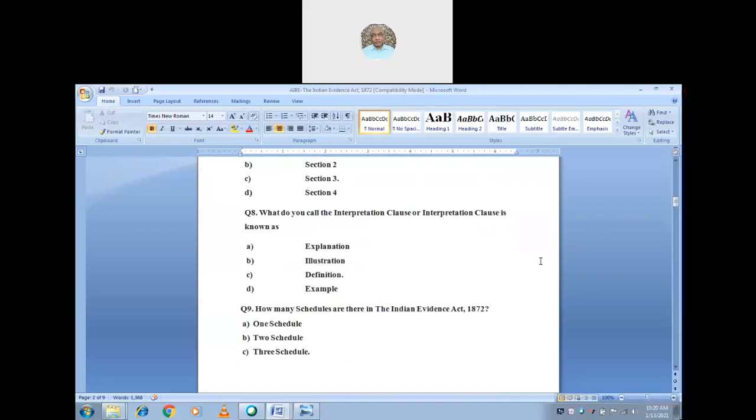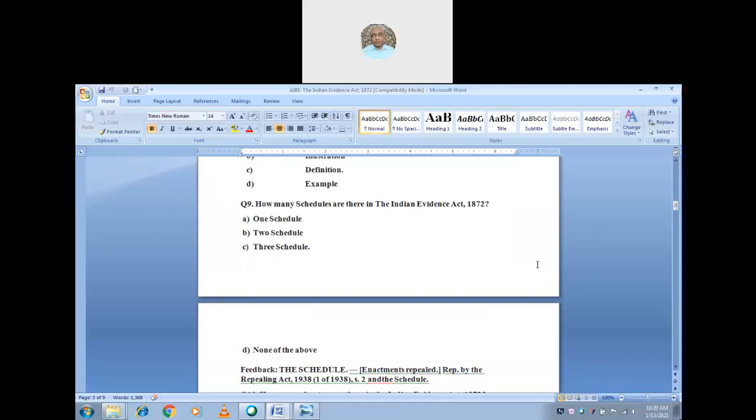What is the interpretation clause also known as? Just before I give the answer, I said the same thing earlier, so I don't think you need the explanation. The interpretation clause is also known as the definition clause or definition.